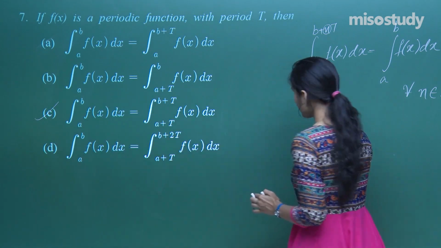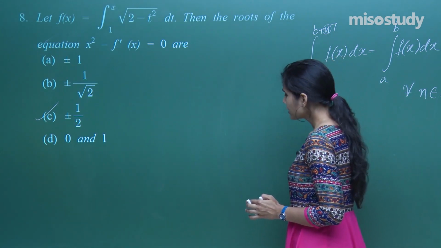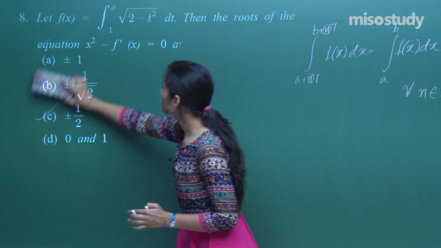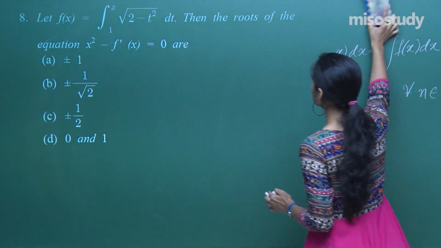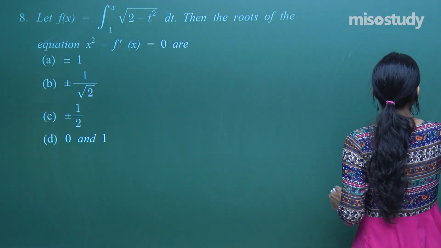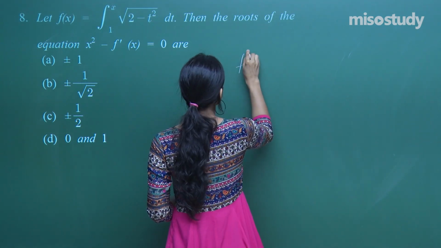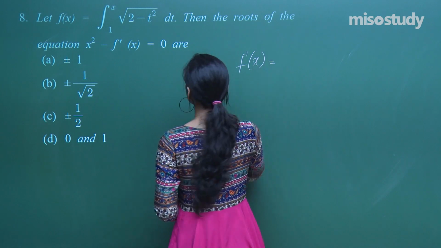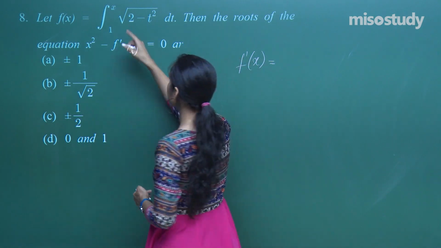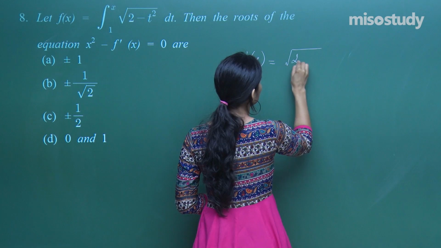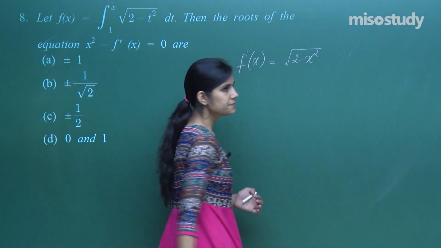Fine. The next question says, let f(x) be equal to this, then the roots of this equation are what? Real roots. Okay. Let's see. So f(x) is this, that means what is f dash x? If f(x) is this, what is f dash x? It is under root 2 minus x square, and not t square.